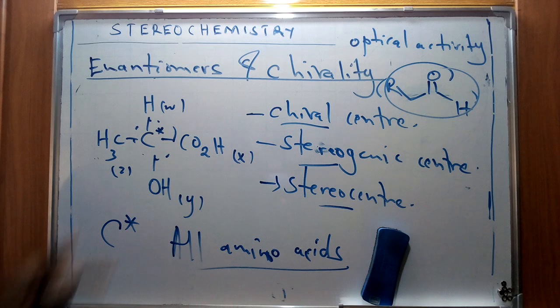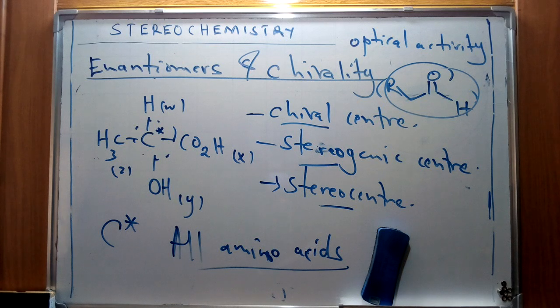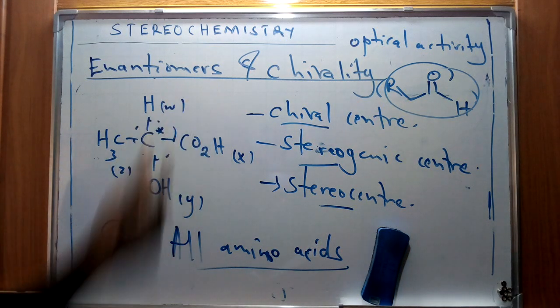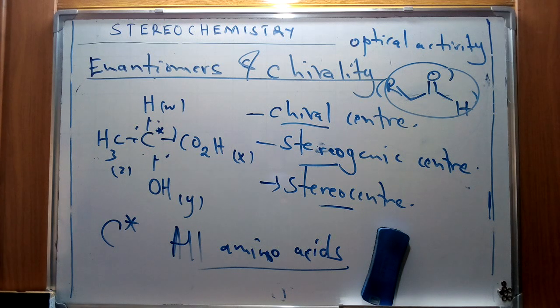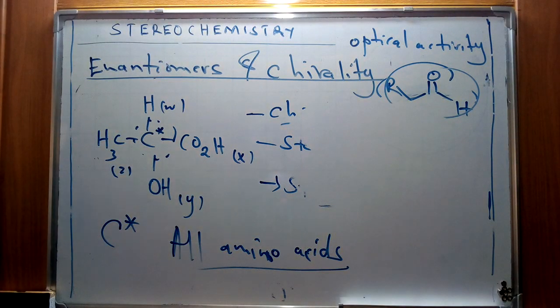Now, the essence for us is to understand the concept of enantiomers and chirality. And as we have said, this is the geometrical property of molecules or ions which cannot be superimposed on their mirror images through a combination of different orientations.